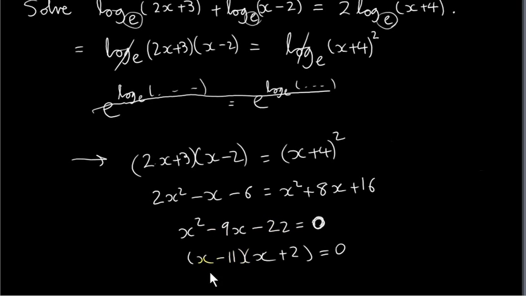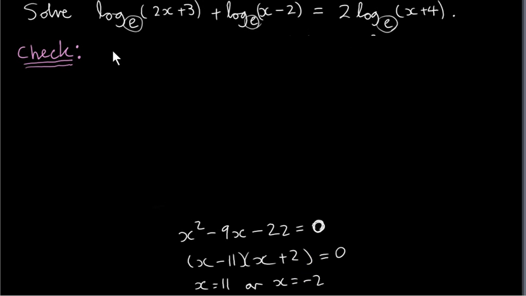We get the factors of this quadratic. We put each factor equal to 0. So we get x equals 11 or x equals minus 2. Let's do a check. Let's start with x equals 11.